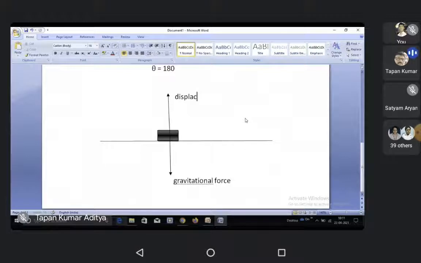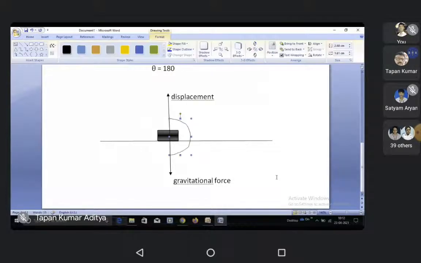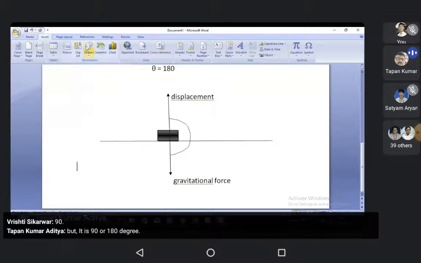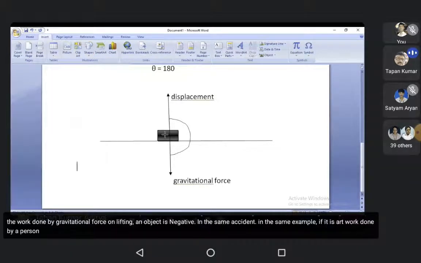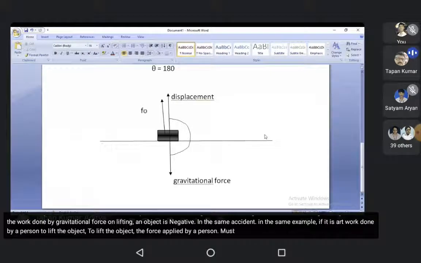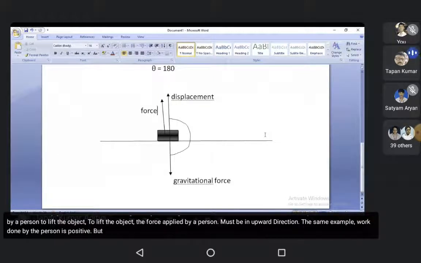This is the angle and which is 180 degrees. So here the work done by gravitational force on lifting an object is negative. In the same example, if it is asked work done by a person to lift the object, the force applied by a person must be in upward direction. In the same example, work done by the person is positive, but work done by gravitational force is negative.